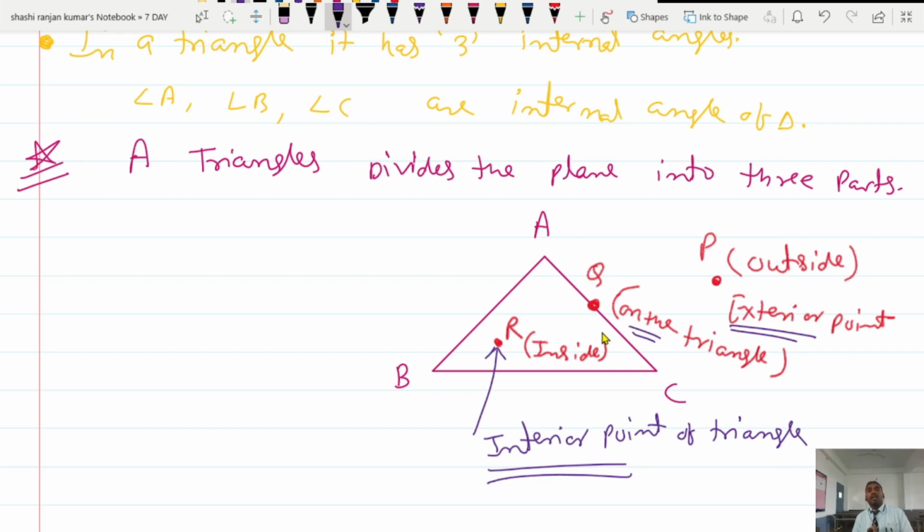So the triangle has divided the plane into three parts. One is outside the triangle, another is on the triangle, that is, the point lying on the triangle, and one point is inside the triangle. So these three parts are there. Got it? Clear up to here?